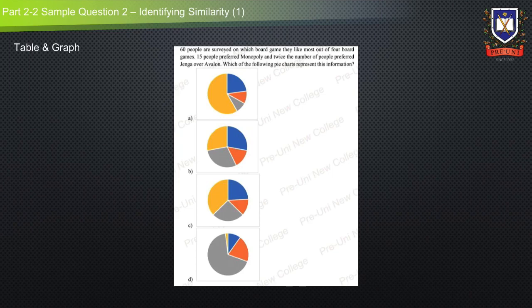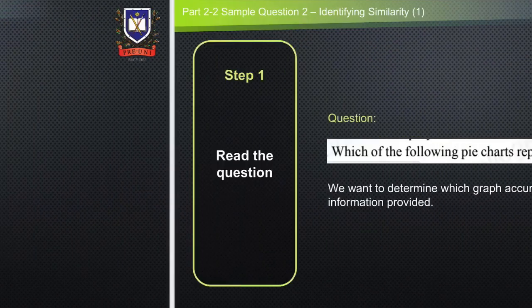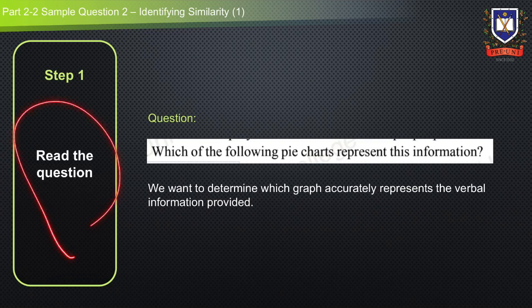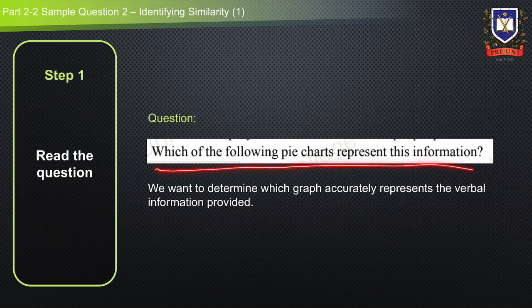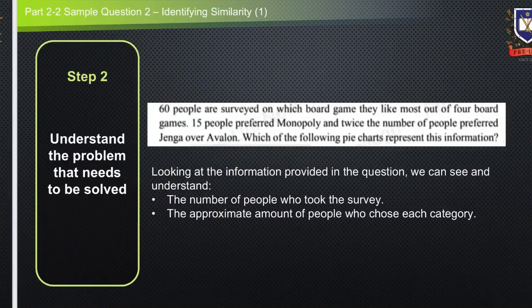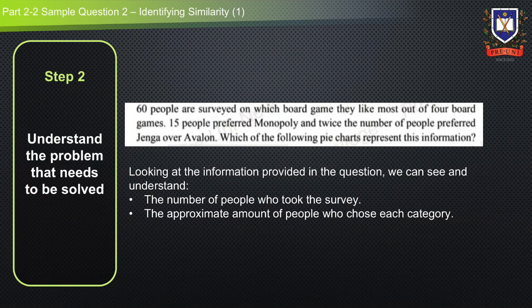Then let's apply the general approach method to solve the question. The first step is to read the question and determine what it is asking. Since it is asking us which of the following pie charts represent this information, we want to determine which graph accurately represents the verbal information provided. Step 2 is to understand the problem that needs to be solved. Looking at the information provided in the question, we can see and understand the number of people who took the survey and the approximate amount of people who chose each category.